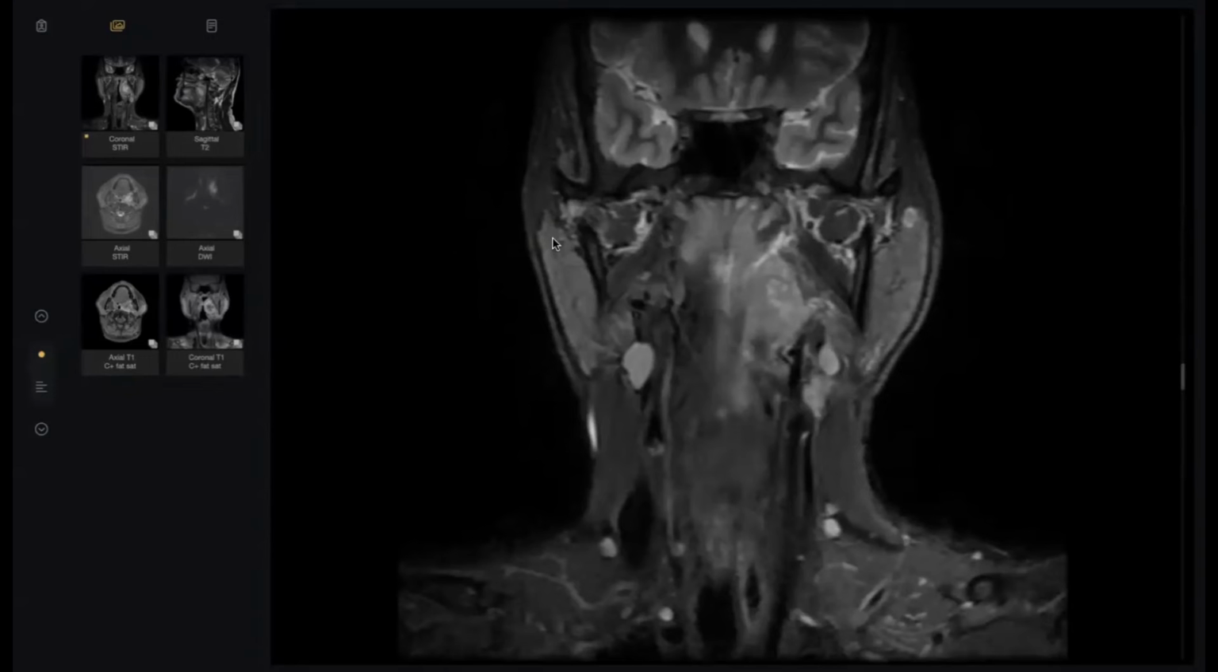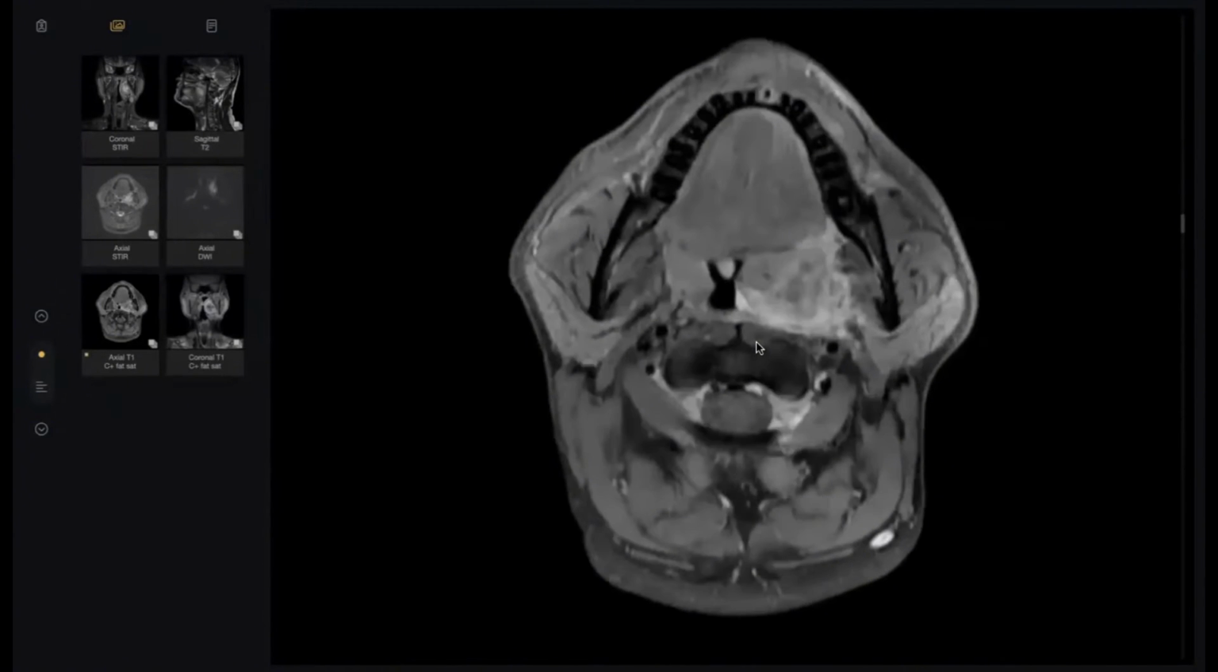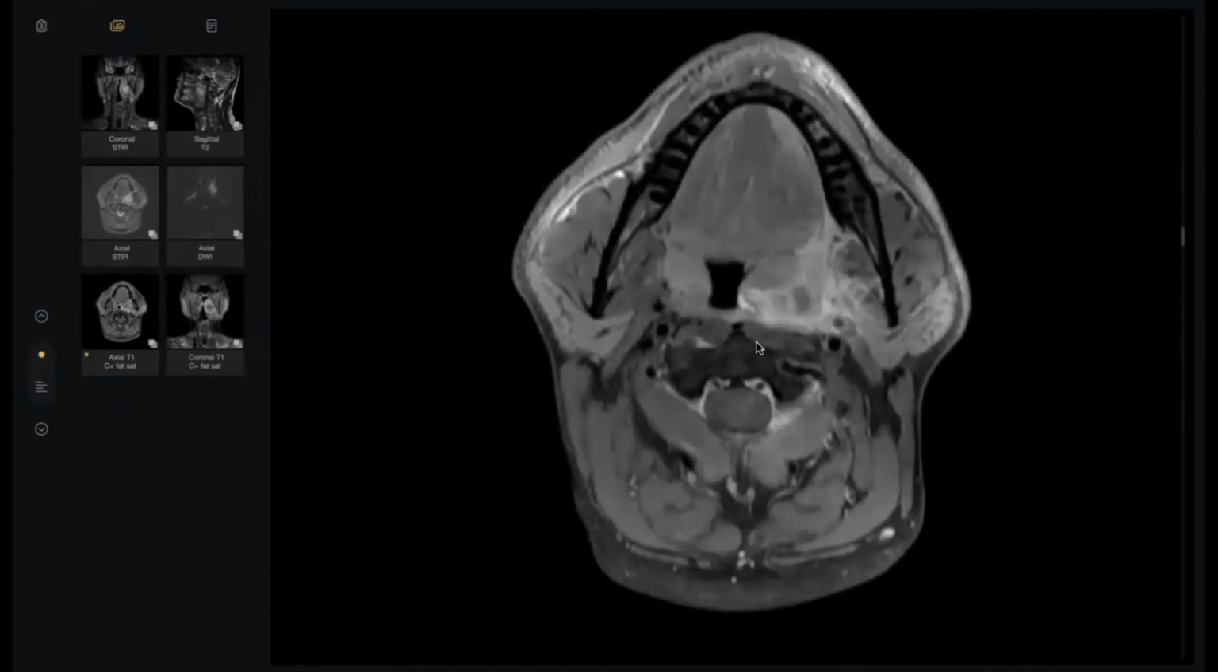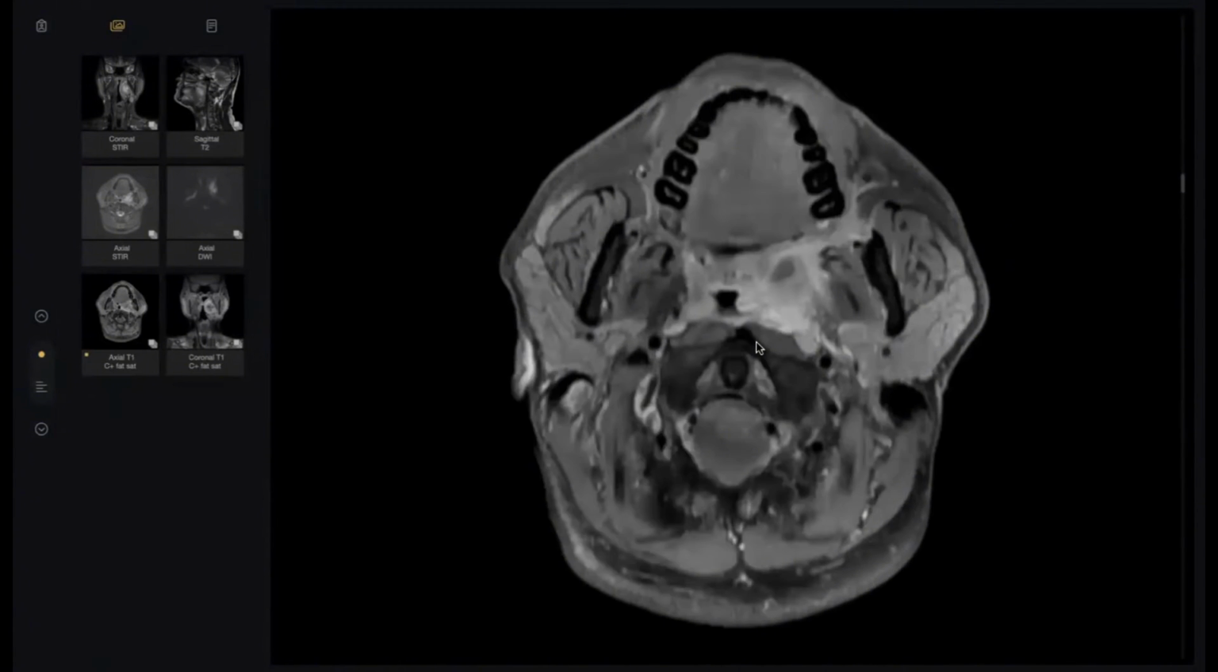There was a history of fever, right? Yes. So, at this point, keeping in view the history of the fever, my differential would be parapharyngeal abscess. Excellent. I will help you. See, is this parapharyngeal abscess or another location?